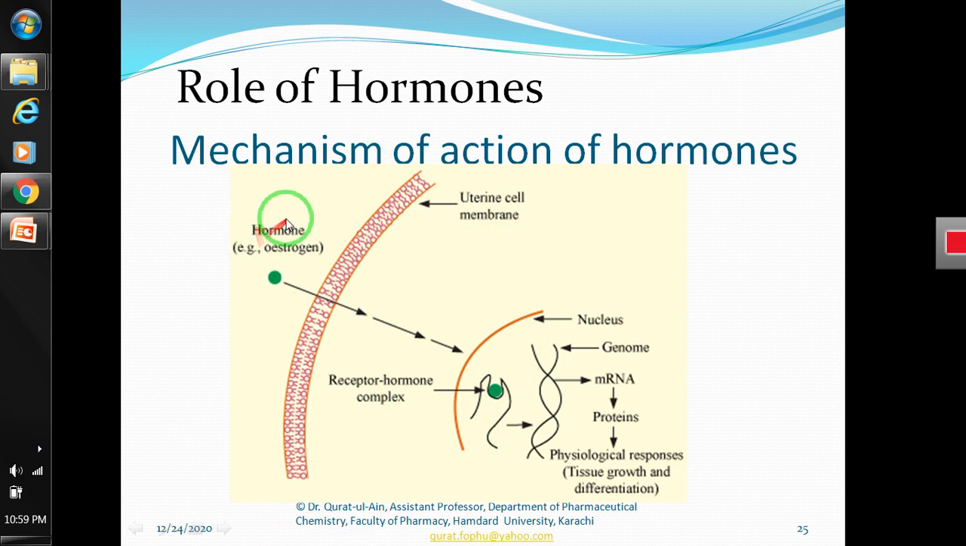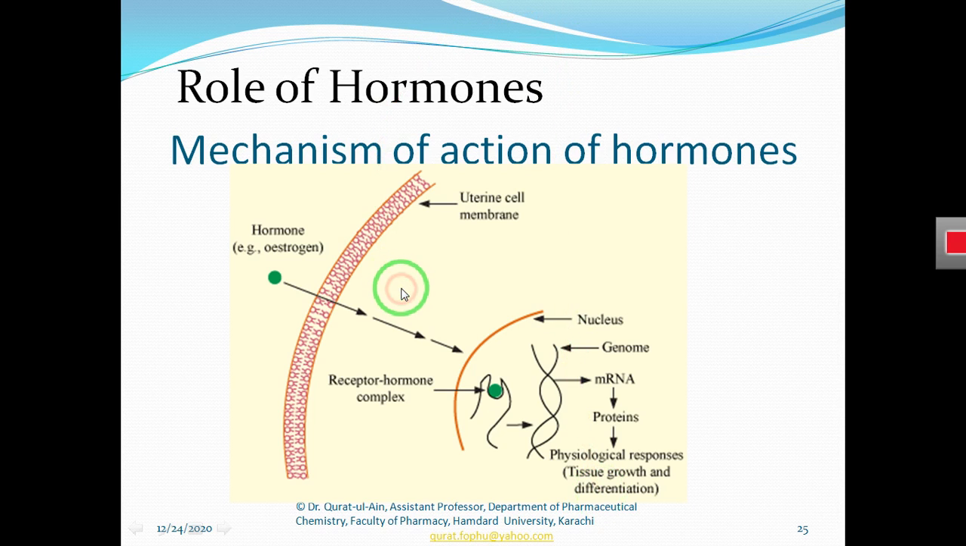So here we can see this hormone. We are talking about estrogen. It crosses the plasma membrane, and its receptor is present in the nucleus. So it binds with its receptor, and this hormone receptor complex will bind with the corresponding gene, and it allows this gene to be translated into protein, and then this protein is involved in different physiological processes in our body, for example, cell proliferation, differentiation, and so on.